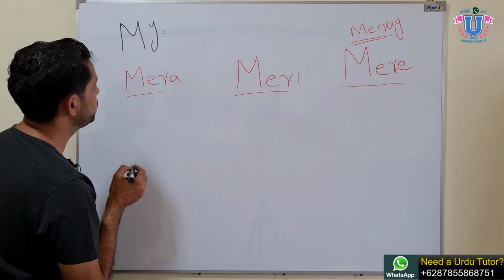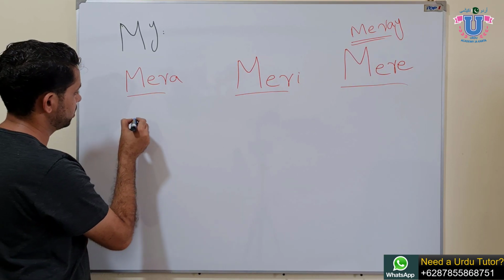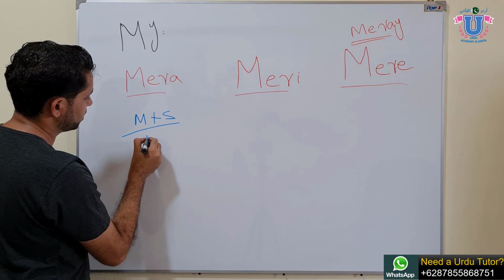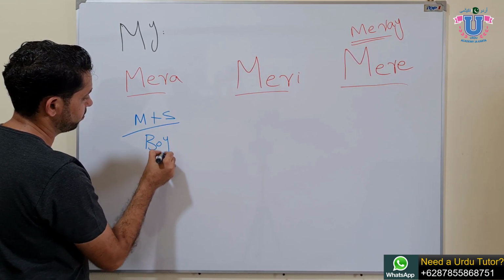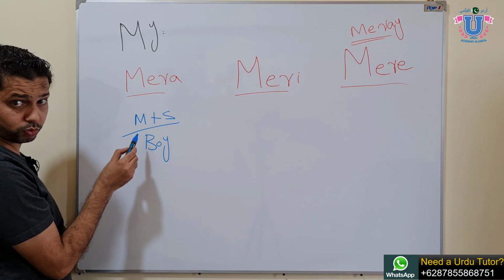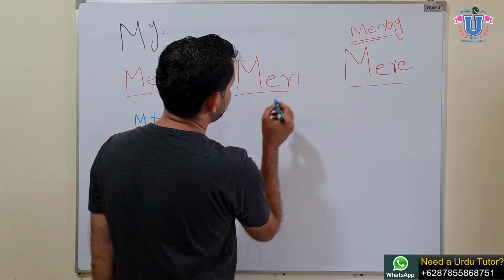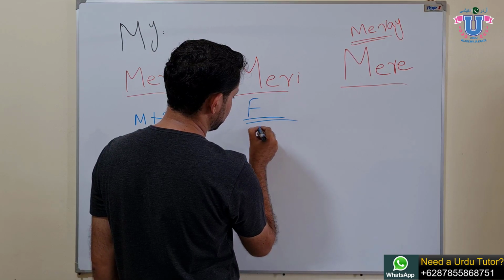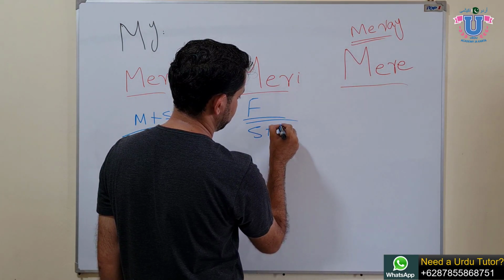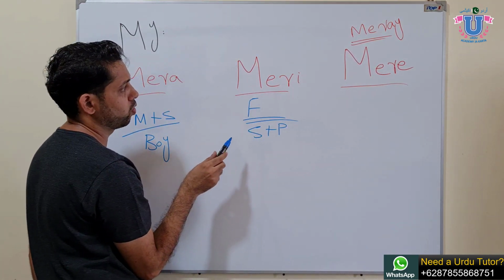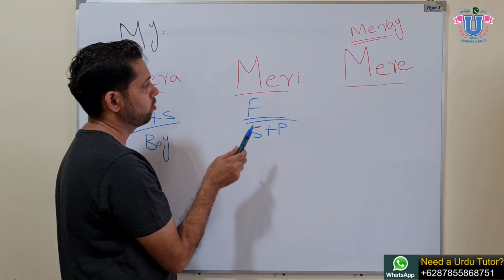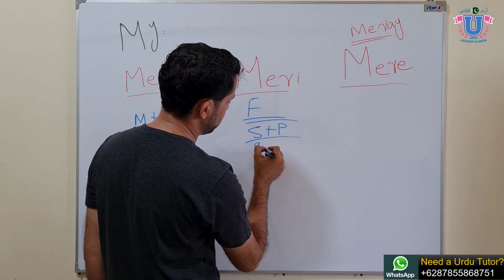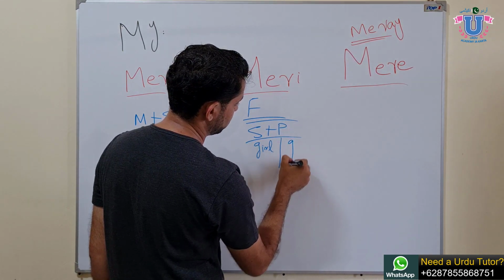So mera, we use for masculine singular, or simply you can say we use it for a boy. Okay, so mera is used for masculine singular. We use meri for all female, singular or plural, it doesn't matter. If it is a feminine noun, we are talking about a female, we always use meri. So it can be used for the girl, or for the girls as well.